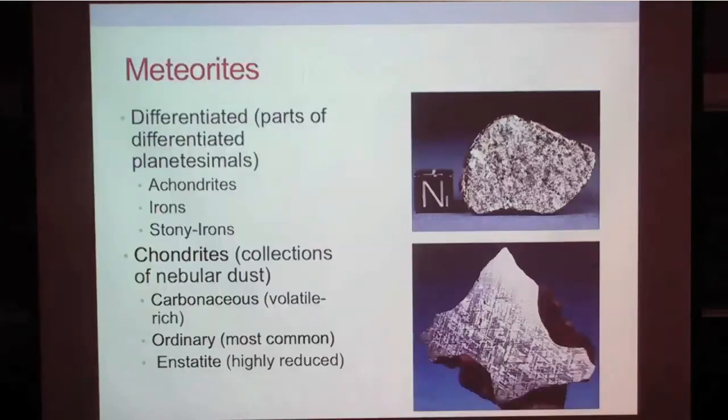Okay, so generally we start with meteorites, which we can divide into two classes. Differentiated meteorites, such as these, are parts of differentiated planetesimals, like this eucrite, which is a piece of Vesta, or an iron meteorite, an asteroidal core. On the other hand, chondrites are collections of nebular dust, and they can be divided into a number of different classes. The main classes listed here: carbonaceous, ordinary, enstatite.